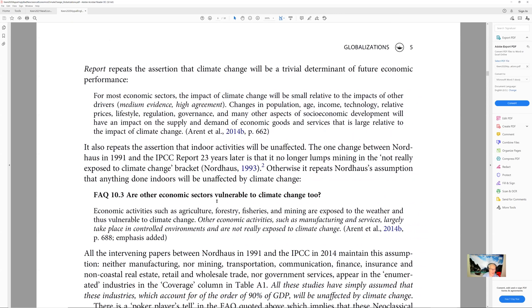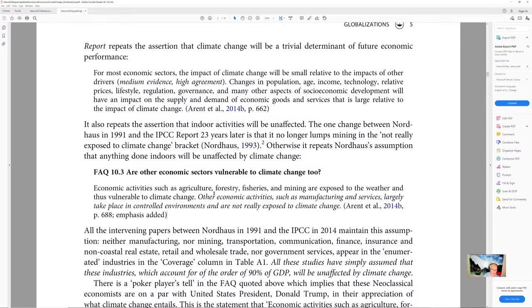But they say, are other sectors vulnerable to climate change? Activities such as agriculture, forestry, fisheries, and mining are exposed to the weather and thus vulnerable to climate change. Other activities, such as manufacturing and services, take place in controlled environments, i.e. indoors, under a roof or underground, and are not really exposed to climate change. That's how stupid their work is on that front.